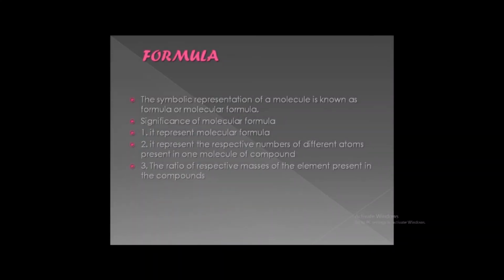Children, atoms of elements combine to form molecules. The symbolic representation of a molecule is known as a formula. It is also known as a chemical formula. A molecule of an element may contain one or more atoms of it. Example, chlorine, formula Cl2; oxygen, O2; hydrogen, H2.